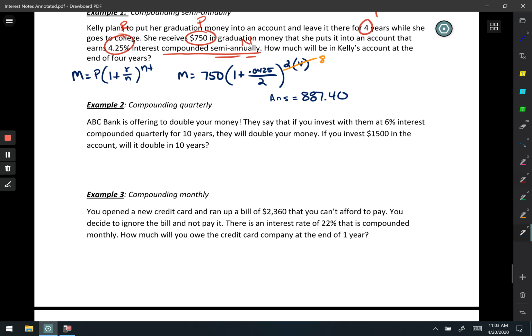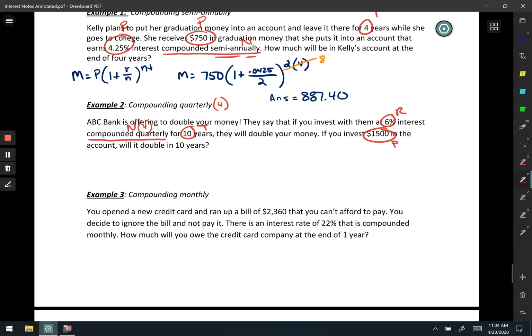ABC is offering to double your money. They say if you invest with them at 6% interest compounded quarterly for 10 years, they will double your money. So if you invest $1,500 in the account, will it double in 10 years? We're going to have to do compounding quarterly. So let's identify R and P, and compounded quarterly N, which is going to be 4.